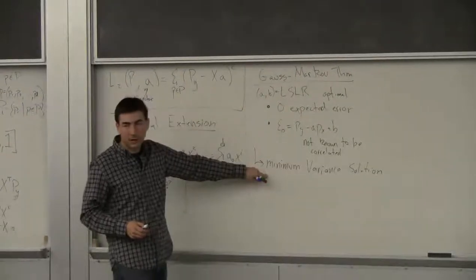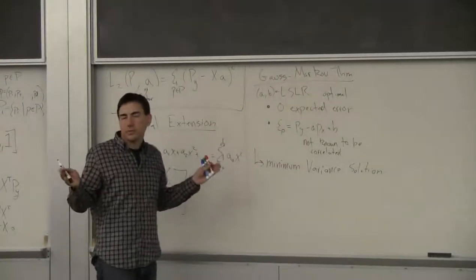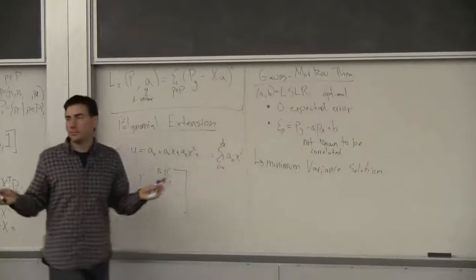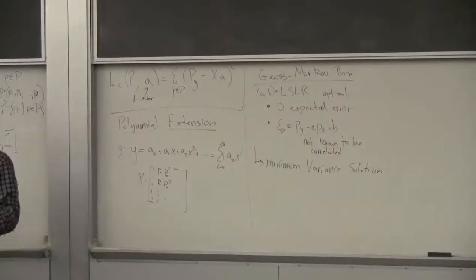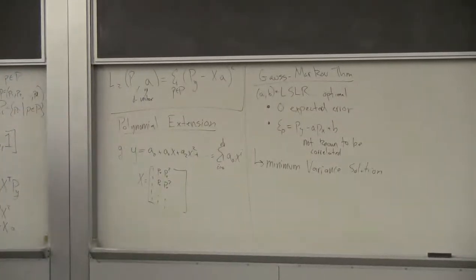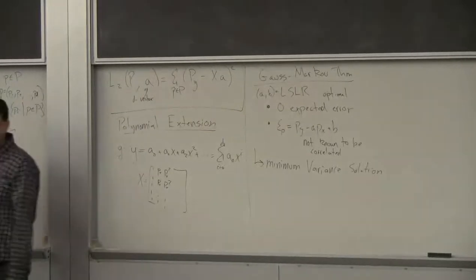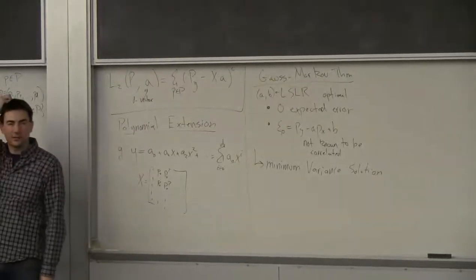minimum variance solution that has 0 expected error. So are we done? Is there anything, should we always do the linear least squares solution to find the line that fits the data?